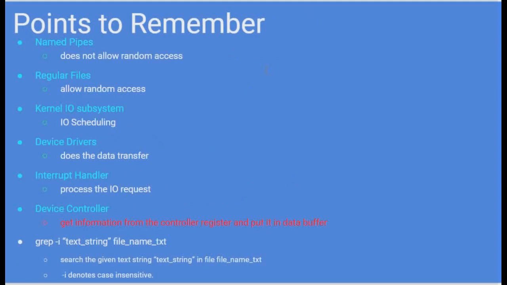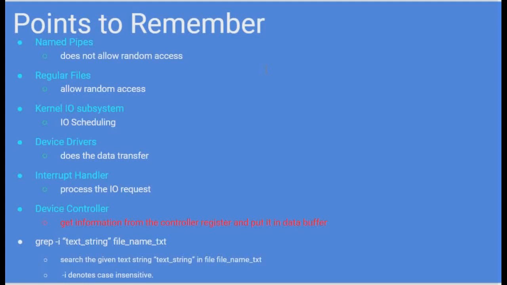Again, a few more points. For example, a named pipe is a kind of pipe. It works in sequential order: it takes input, processes it sequentially and gives output. It cannot allow random access, whereas a regular file can allow random access. In Linux or Unix, a named pipe does not allow random access, whereas a regular file in Linux and Unix can do random access.